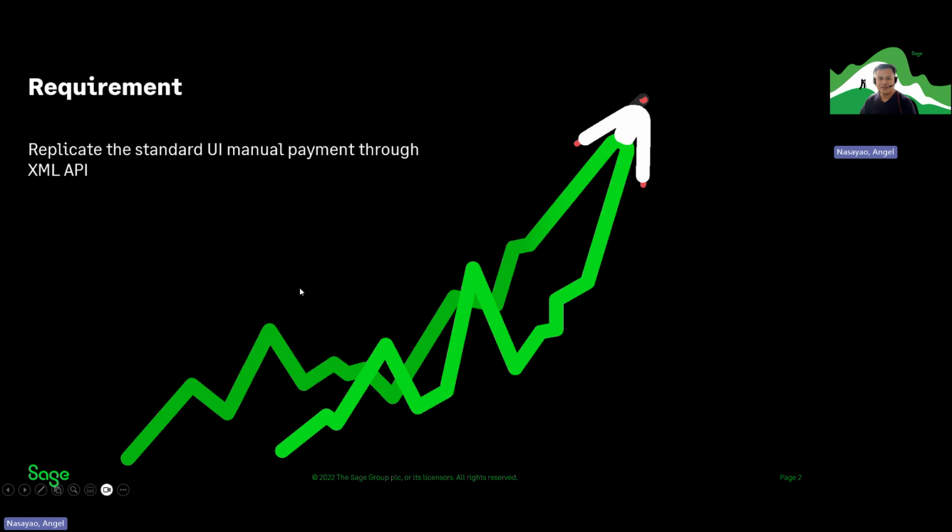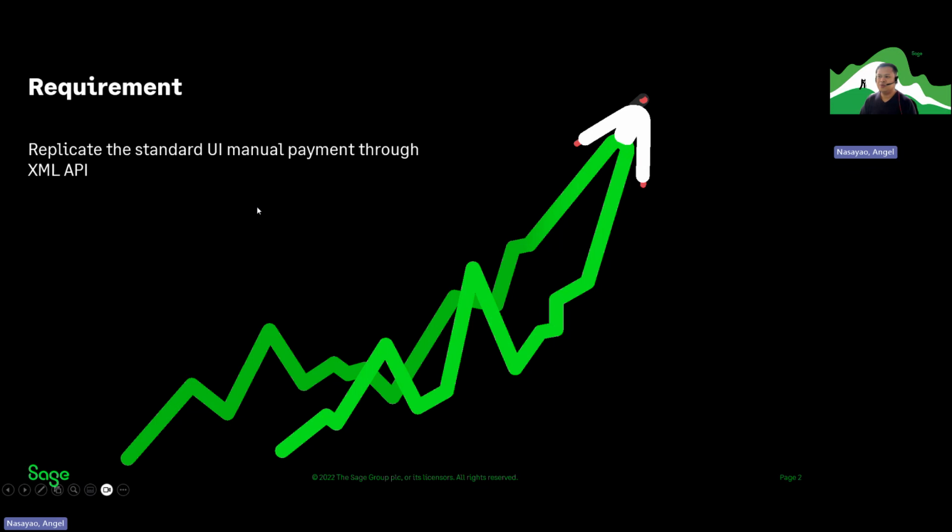So the requirement for this solution is to replicate the standard user interface manual payment through XML API. The reason for this is that you probably have manual payments from an external system that you would like to move along to Sage Intacct.